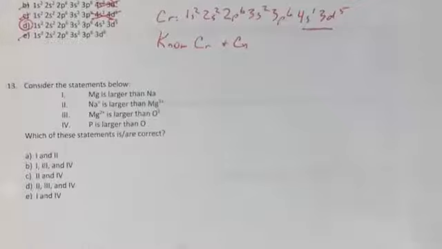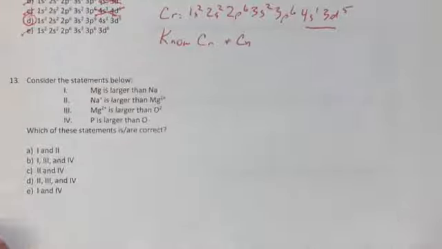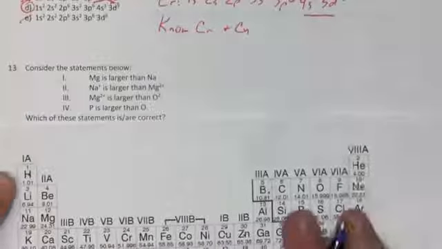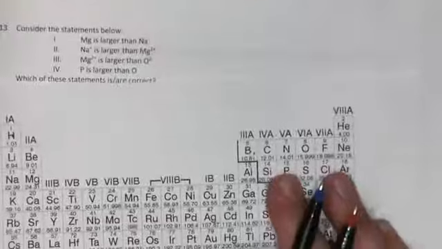Okay, we'll look at number 13. Now this asks us to compare the sizes of atoms and ions. First of all, this asks about magnesium and sodium, so we're going to look on the periodic table. By the way, when you see a question like this, with Roman numerals, don't look at A, B, C, and D. Look at each Roman numeral one at a time and determine which one is correct before you look down.